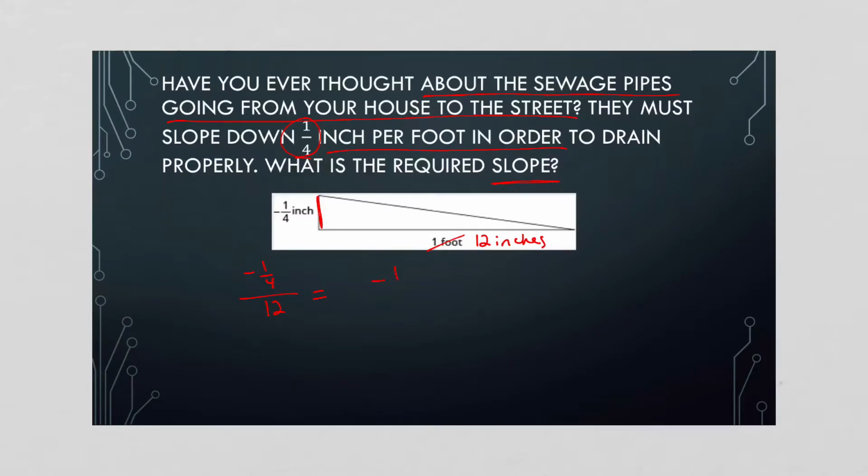So I'm going to do the math here. -1/4 divided by 12 over 1. Remember, whenever you divide fractions, keep the first one, change the sign, flip your second one. So -1/4 times 1/12, and then you multiply straight across. So our slope is -1/48.